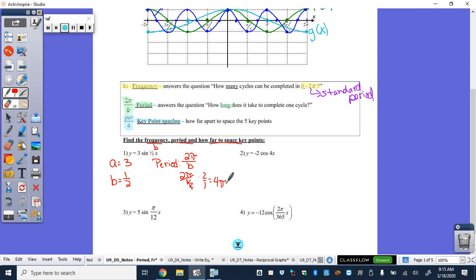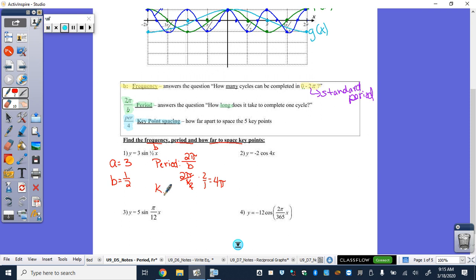So 2 pi times 2 ends up being 4 pi. So our period is 4 pi. So what that means is from 0 to 4 pi is how long it'll take to get one complete cosine curve, or I'm sorry, one complete sine curve with this one.